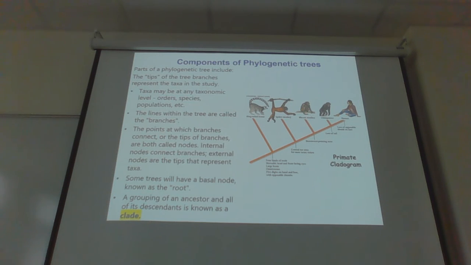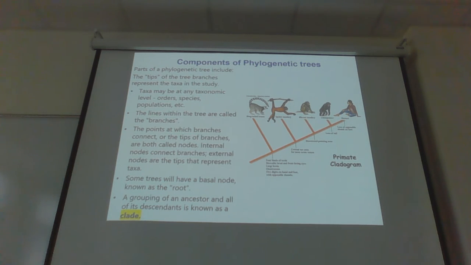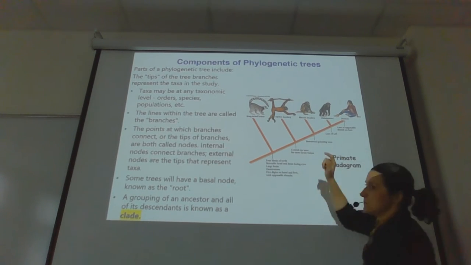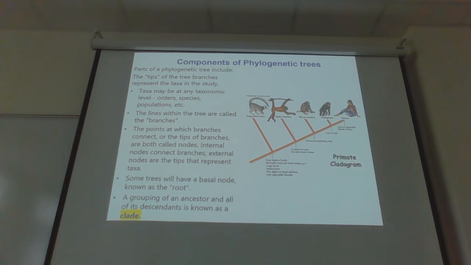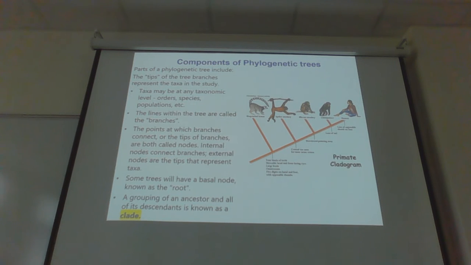The lines are called branches, as is very obvious. They're like branches of a tree. And the points at which the branches connect are called nodes. So these are nodes, okay? These are the nodes where the branches connect on the main line. This is the node. It's a point, okay? And this one will be the root. This very first one over here will be the root, okay? So it's almost like looking at a real tree, okay?